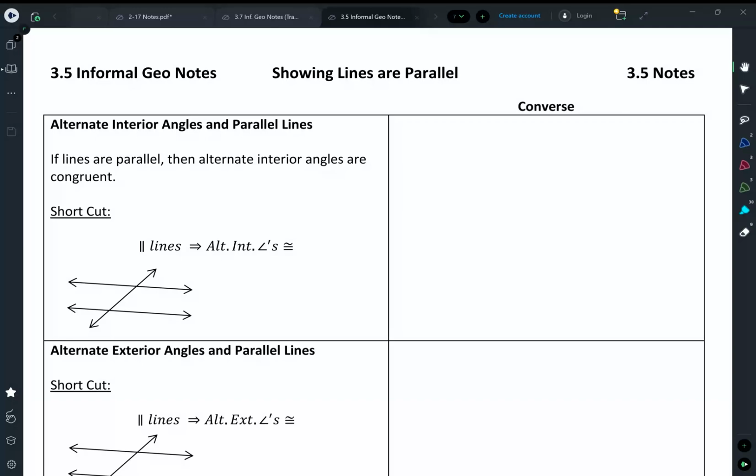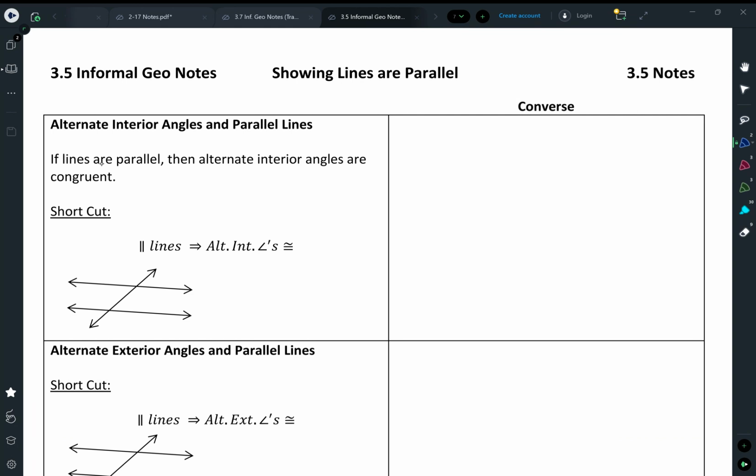This is showing lines are parallel. So today we're going to look at kind of the backwards of the skill we've been using. So far we've been looking at how if we have a transversal crossing parallel lines, it means we have all these different angles that are congruent. Today we're going to look at the backwards of that, so the converse. So today we're doing the reverse.